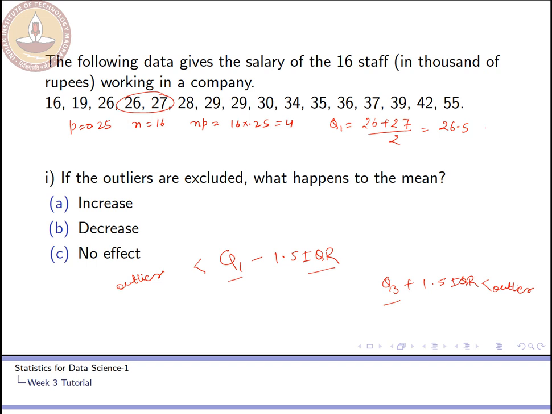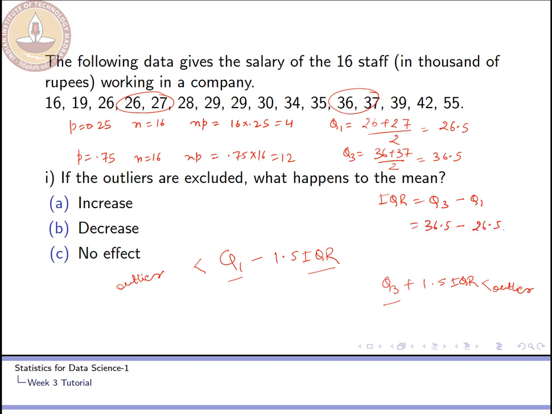Now I'll find the value of Q3. In this case, the value of p will be 0.75, and n is again 16. So NP is 0.75 into 16, that is 12. So we'll take the average of the 12th and 13th place values: 1, 2, 3, 4, 5, 6, 7, 8, 9, 10, 11, 12, 13. So Q3 will be the average of 36 plus 37 by 2, that is 36.5. Now the interquartile range is defined as the difference between Q3 and Q1, that is 36.5 minus 26.5, and that is 10. So we have Q1 as 26.5, Q3 as 36.5 and IQR as 10.